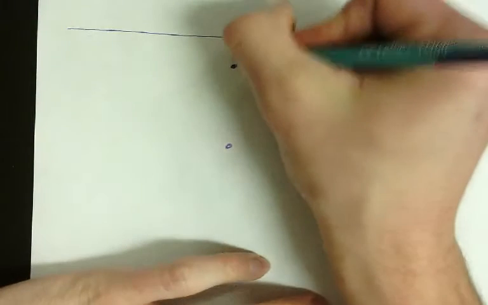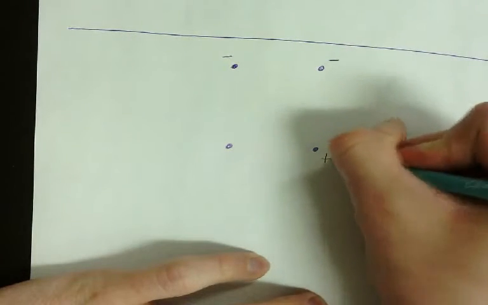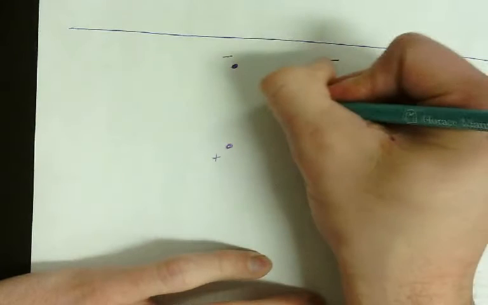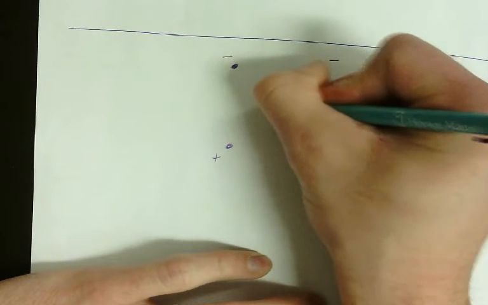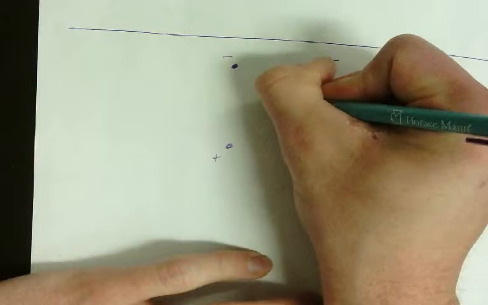The top two on the box are negative. The bottom two on the box are positive. If I put a test charge in the middle, so what's a test charge? A test charge is a made-up charge. It's always positive, and it's what we use to figure out what will happen.